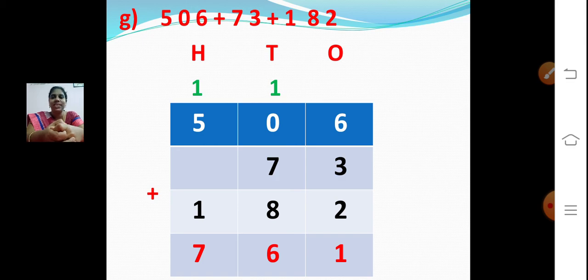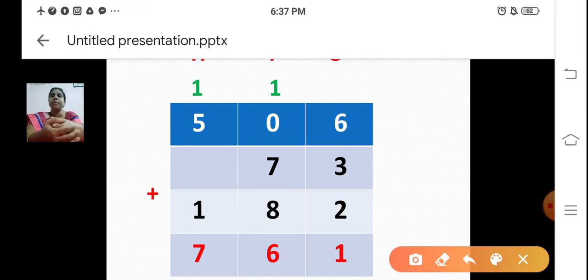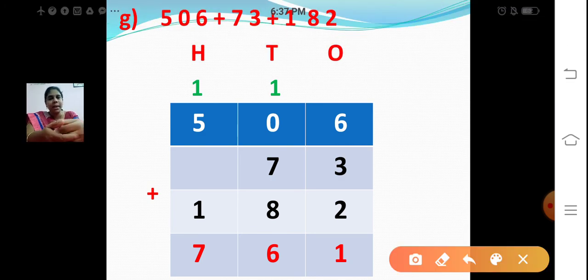You are going to add the three numbers 506, 73 and 182. Let's add these three numbers. First you have to write the numbers in the exact places. Take the first number 506. So 6 in the ones place, 0 in the tens place and 5 in the hundreds place. Take the second number 73. 3 in the ones place, 7 in the tens place. There is no hundreds place. Leave it. Now take the third number 182. 2 in the ones place, 8 in the tens place and 1 in the hundreds place.